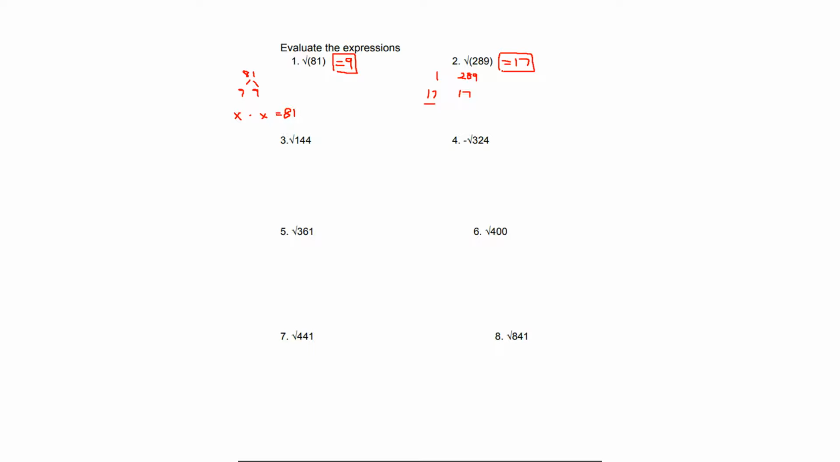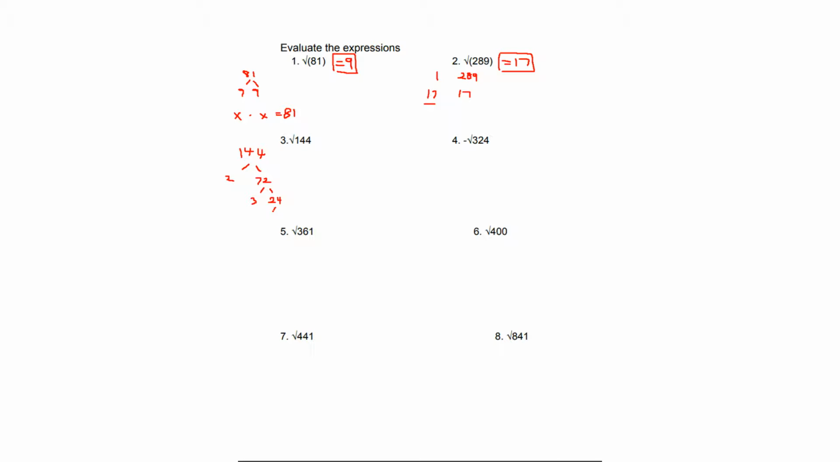Number 3, we have 144. And if you think about it, 12 times 12 is also 144. That's part of the multiplication table. But if you didn't recall, then you could also just make a table or a tree. 2 times 72 is also 144. And 72 is also just 3 and 24, I believe.